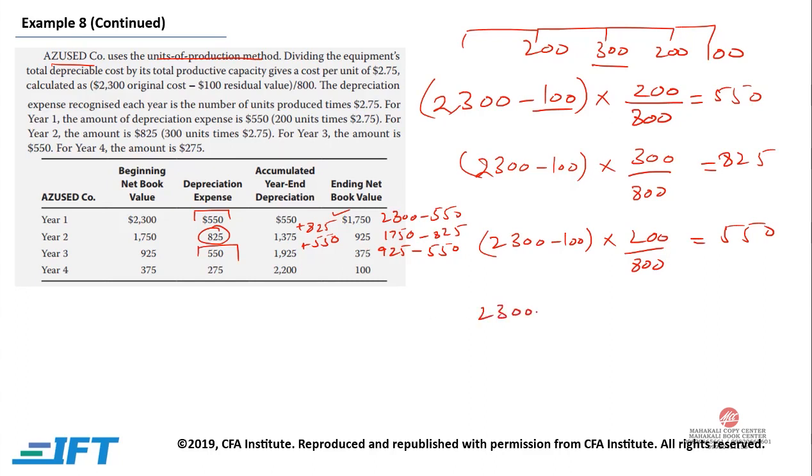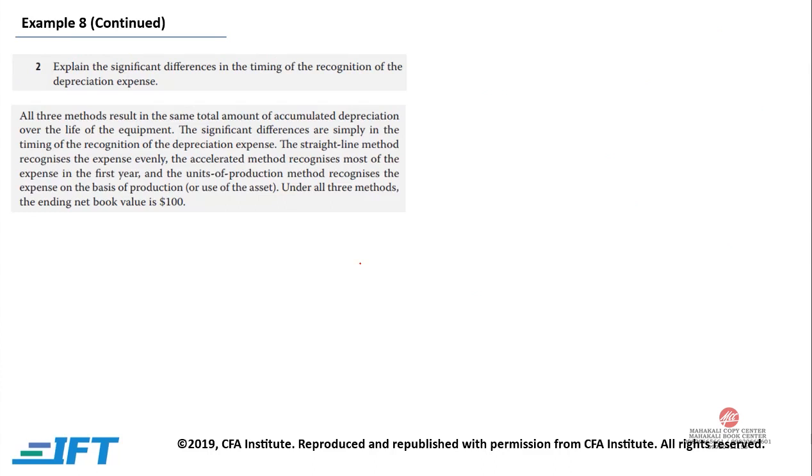In the end we start with 2300 minus 100 multiplied by 100 divided by 800, we get 275. This is our depreciation, and we add 275 to 1925, and again we end up with 2200. That is the accumulated depreciation, and it is the same for straight line, double declining, as well as unit of production method. And we are again left with the residual value of 100.